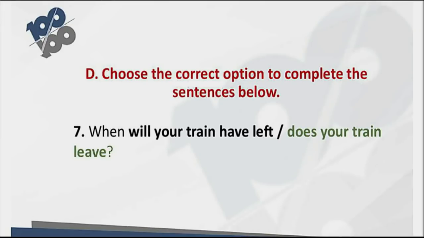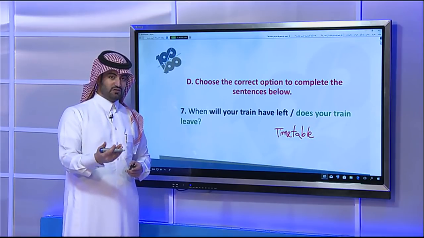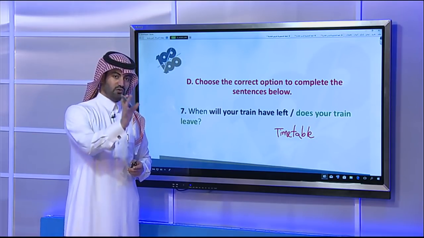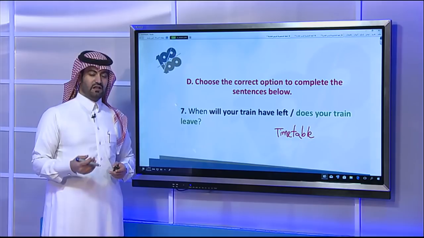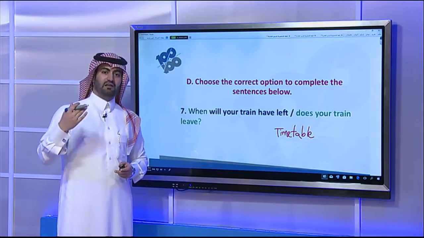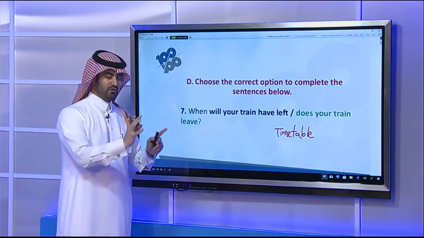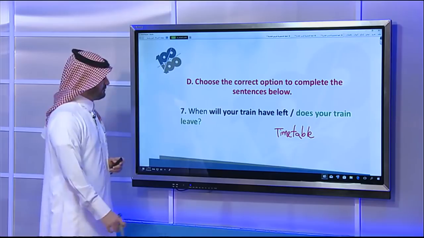The correct answer is, when does your train leave? When does your train leave? Because we are talking about a timetable. Okay. We use present simple as a future tense when we're referring to a schedule or timetable. For example, I say, my flight arrives at 7 or my bus departs at 9. I use the present simple because we are referring to a timetable.